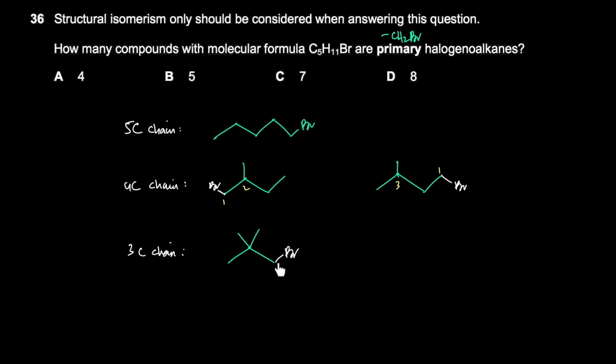So this is 1-bromo-2,2-dimethylpropane, okay? If you drew the bromine here, it's the same thing. 3 carbon chain, 2 methyls on carbon 2, same thing here. If you drew the bromine here, 3 carbon chain, 2 methyls on carbon 2, and so on.